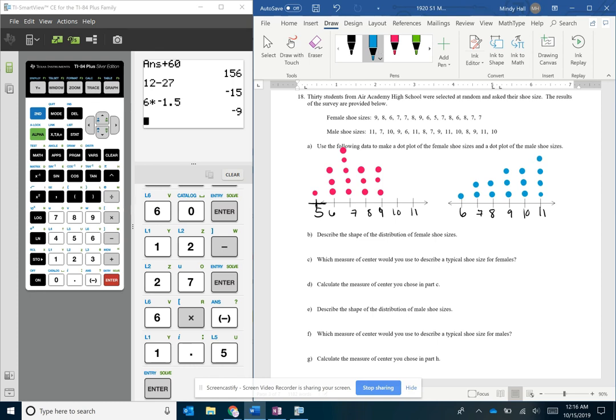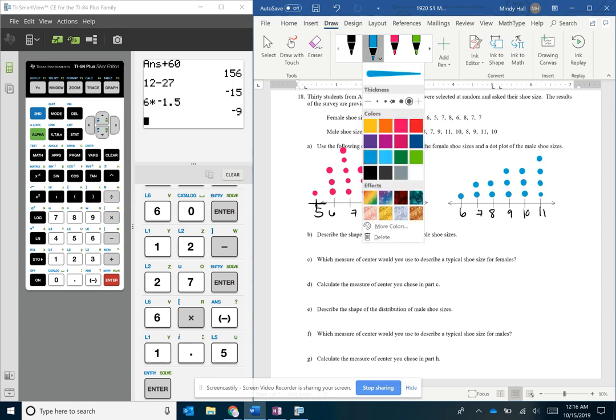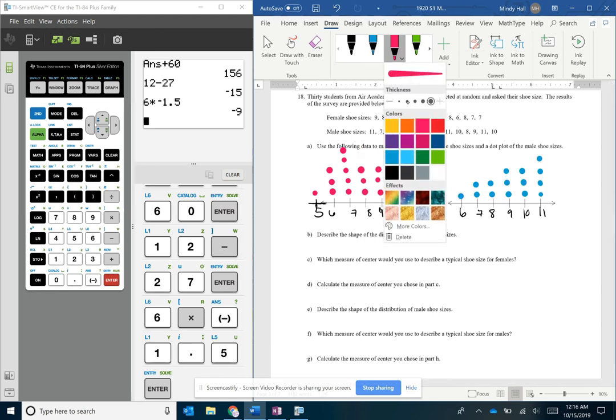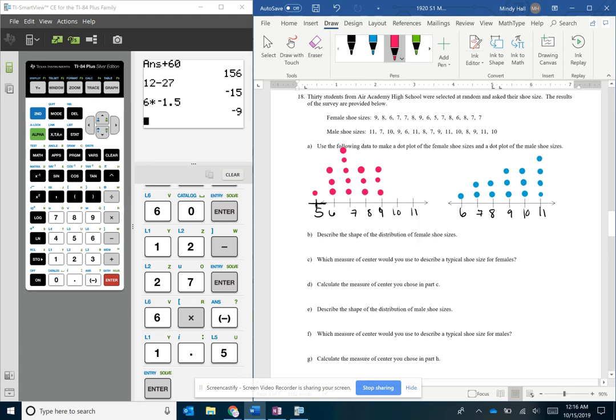All right. So now that we have these drawn, we can use that to answer the questions about these dot plots. So let me put these back to normal size. If we are looking at the female shoe size distribution, for the most part, even though it's kind of low on the left side, it is pretty well symmetrical, I would say. So we can say symmetrical. And if I have a symmetrical distribution, that means the measure of center I want to use is always going to be the mean.